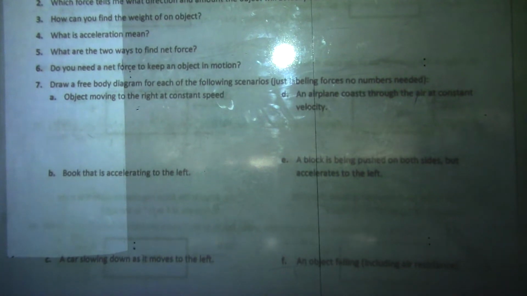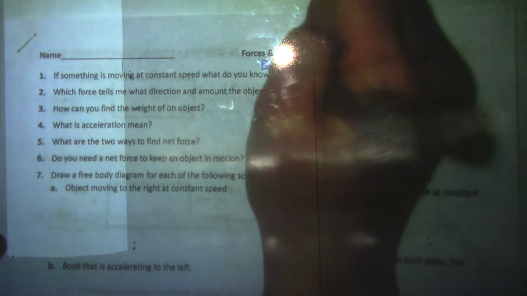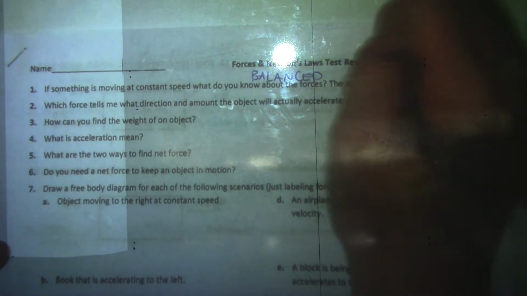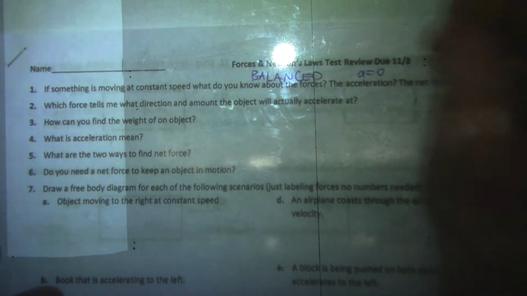Right, first question: if something is moving at a constant speed, what do we know about our forces? We know that they are balanced. That is super important to know for the test. The acceleration would be 0. It is not accelerating. The net force would also be 0. I do not have a net force.